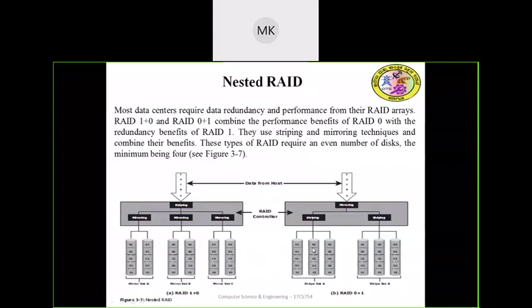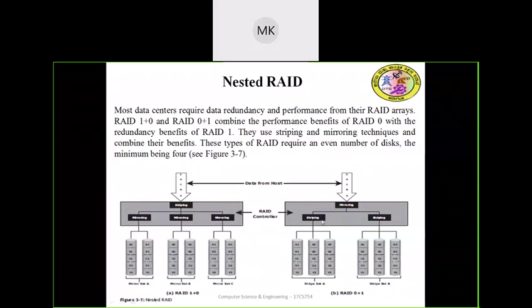Nested RAID. Most data centers require data redundancy and performance from the RAID array. RAID 1 plus 0 and RAID 0 plus 1 combine the performance benefit of RAID 0 with the redundancy benefit of RAID 1. They use striping and mirroring techniques and combine their benefits. These types of RAID require an even number of disks. The minimum number is 4.